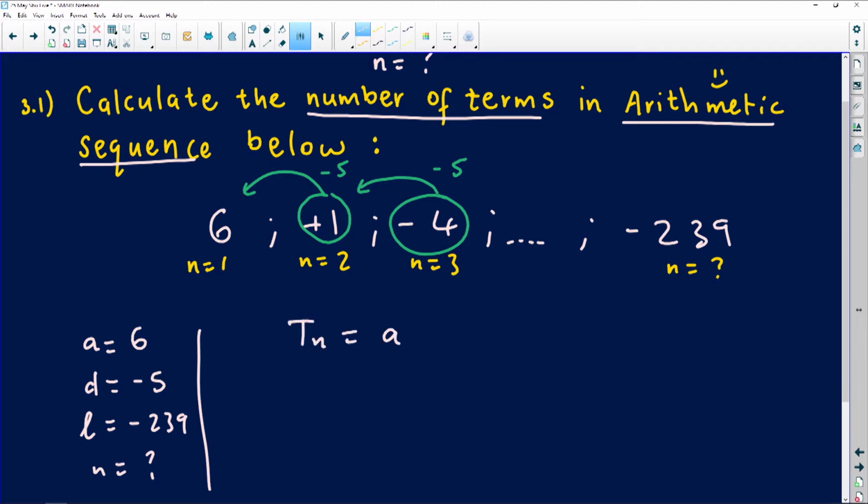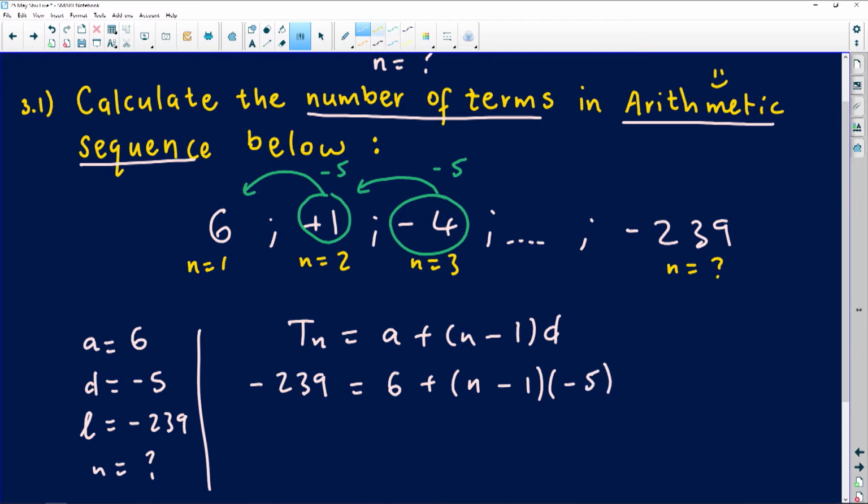The general term of an arithmetic pattern is Tn equals a plus (n minus 1) multiplied by the common difference. This general term here is the last term that I'm dealing with. I'm trying to figure out at what position -239 is. My a value happens to be 6. I don't know the position of the term, but I know the common difference is -5. Please be careful. Use brackets when you're substituting a negative value, because if you don't, you'll make a mistake of thinking you're subtracting instead of multiplying.